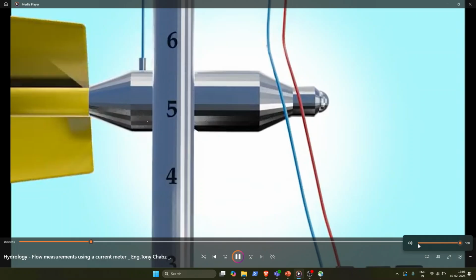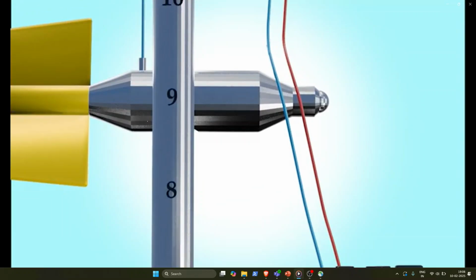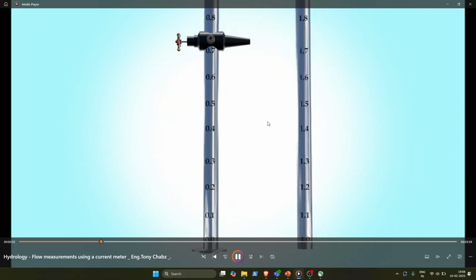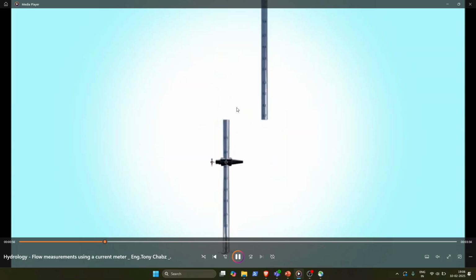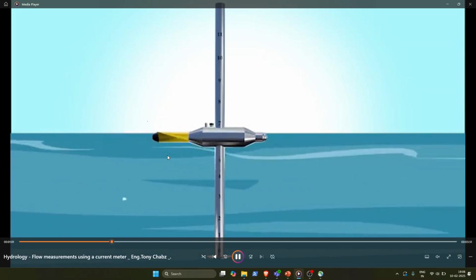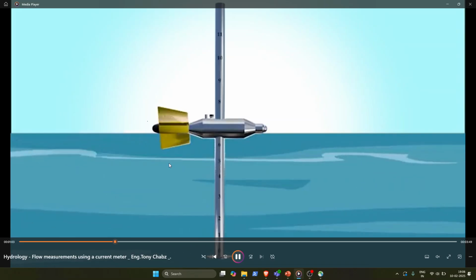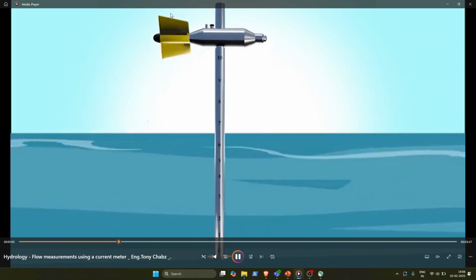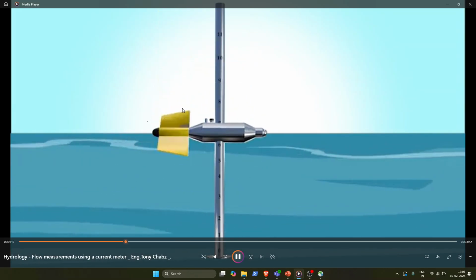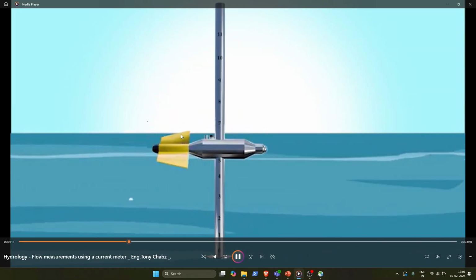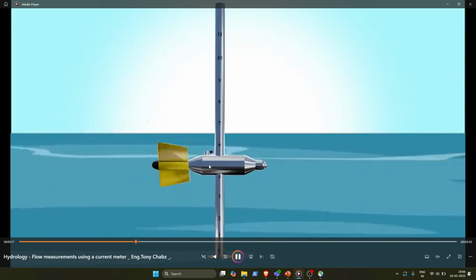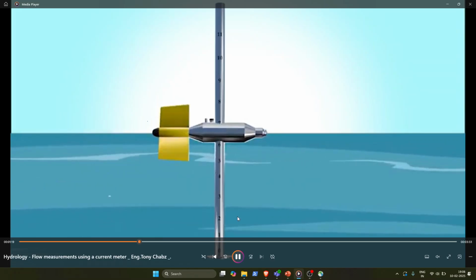So here you can see this is the main rod, right? There will be one more rod fixed with this, so that you can put this inside. Now you can see this is a propeller which can move, right? When this is put into the water, based on the number of revolutions of this propeller, we can estimate how much the discharge will be at that section. So this is the propeller movement that we can see.